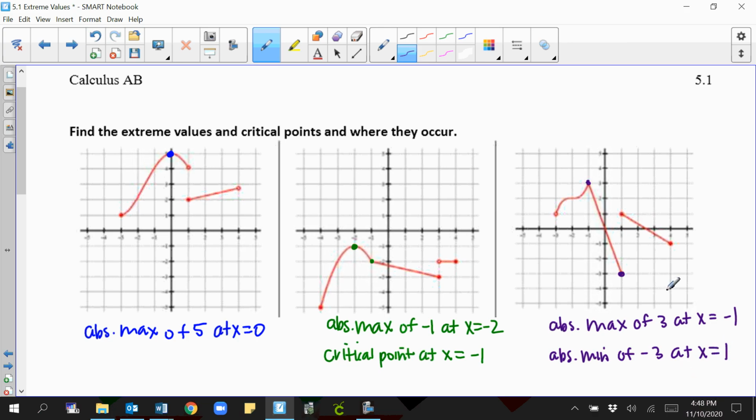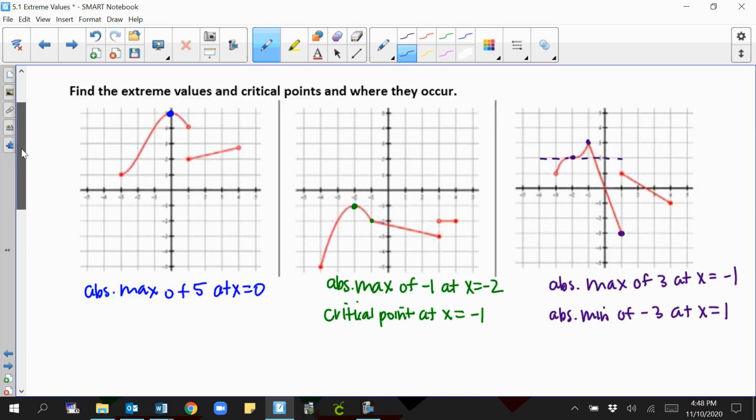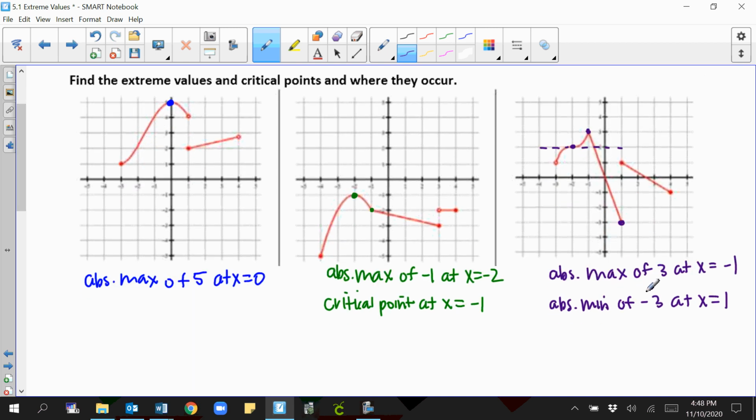And then I do have some critical points that are happening. So the critical points that I'm going to look at are right here at -2. That's not a min or a max, but I do have a 0 slope right there. And then I do have a sharp turn here, so that's also a critical point. We've already identified it as an absolute min or max though, so we don't have to identify it again, because remember our maximums and our minimums are critical points. So I'm going to say a critical point at x is equal to -2.